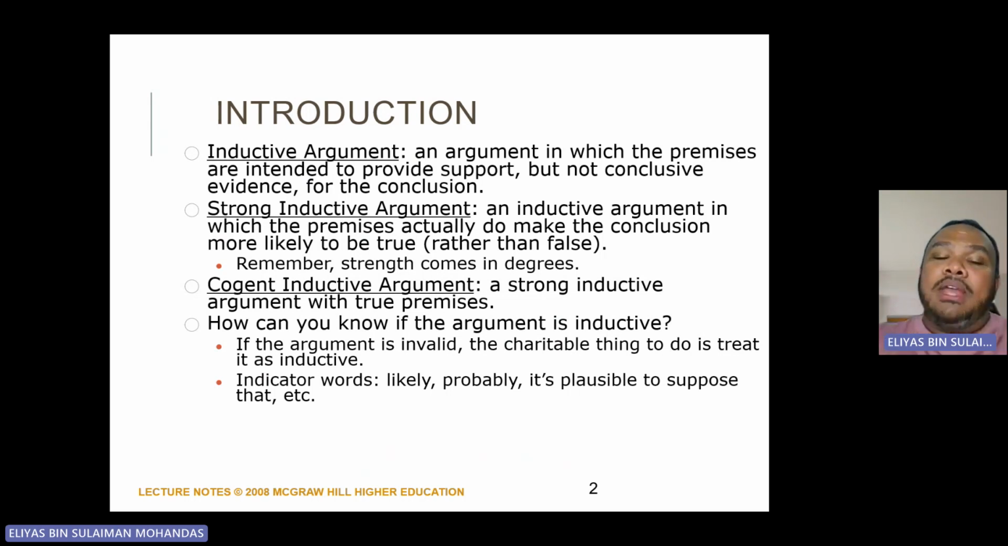How can we know if the argument is inductive? The argument is inductive because the argument is invalid. So if you notice that the presented argument is invalid, the charitable thing to do is to treat it as inductive. Indicator words like likely, probably, plausible, possible are used to show that the argument is inductively reasoned.